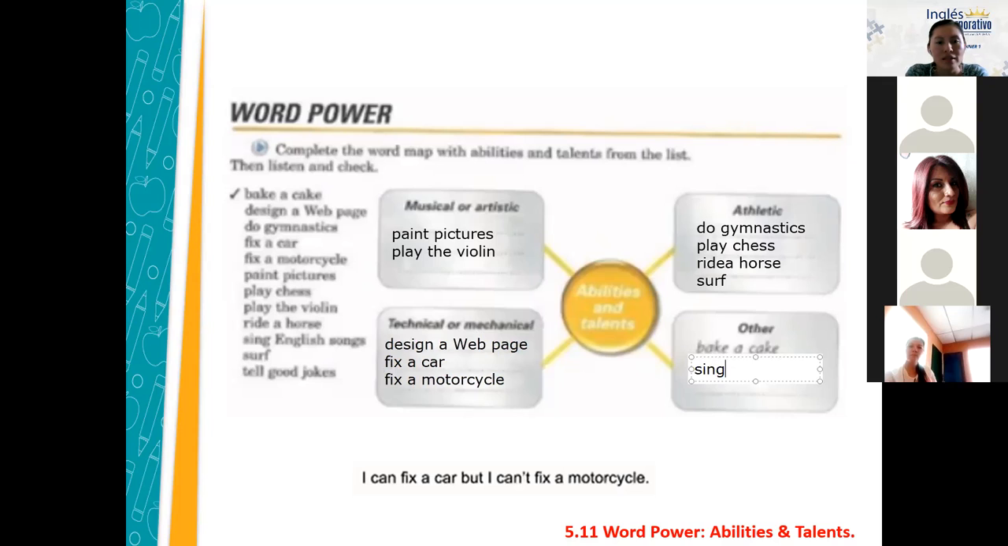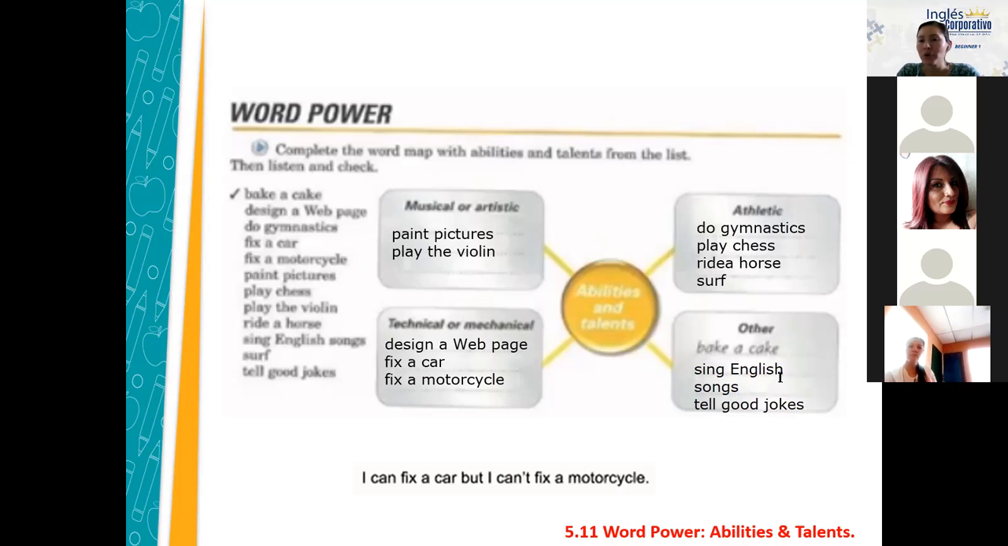But we can add in English songs, right? And probably tell good jokes, right? Tell good jokes. Okay. Very good. So those are probably some of the ones that I will leave there.